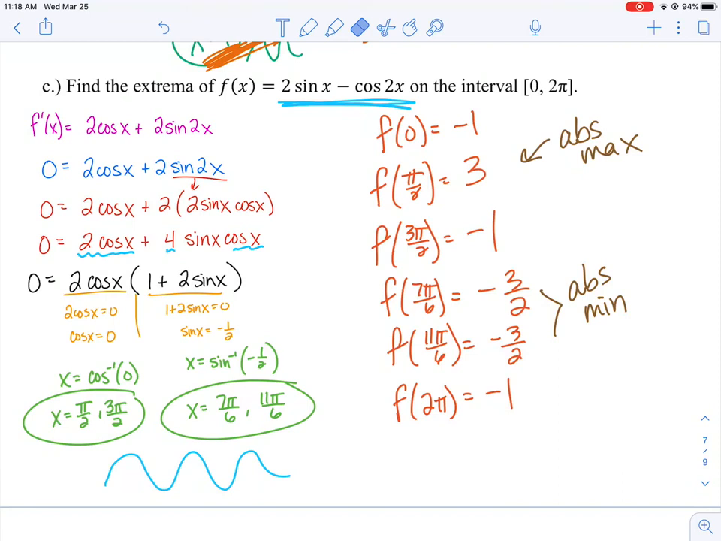Hopefully you got the same answer as me. That was a really good question. It had some trig derivatives with some chain rule. It had some trig identities. It had lots of unit circle values. That's a really good one.